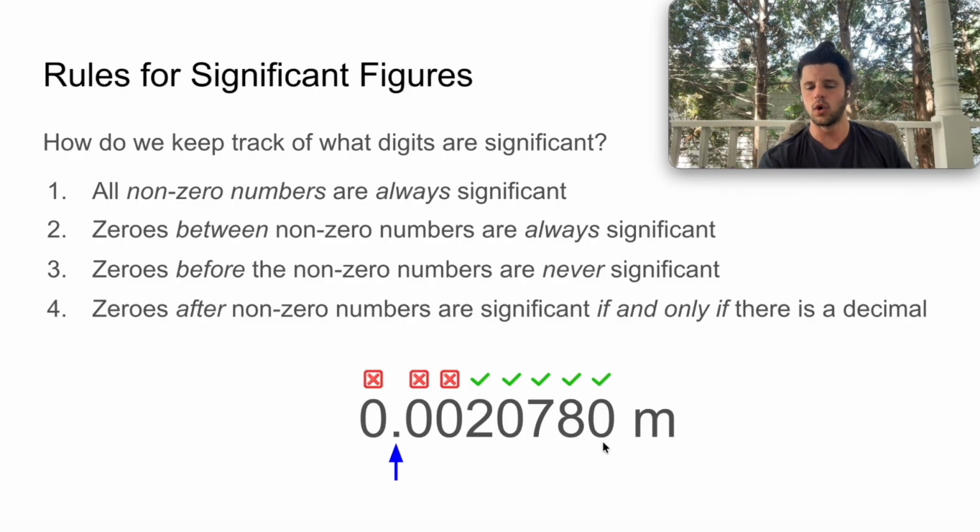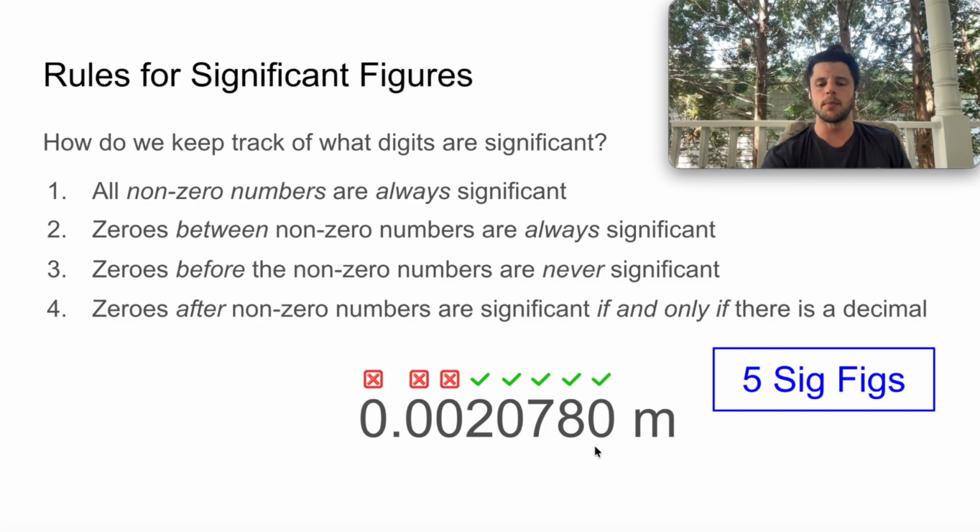And for that reason, we'll put a checkbox. We'll say that this 0 is significant as well. And so if we counted up all these numbers that are significant, we've got 5 sig figs or 5 significant figures in this number. We have the 2, the 0 between the 2 and the 7, the 7, the 8, and the 0 that follows the 8. All right. So those are our 5 significant figures.